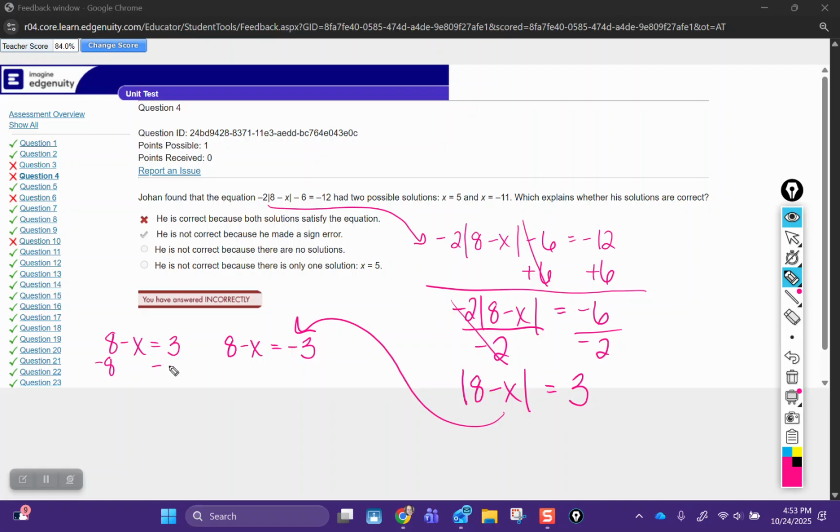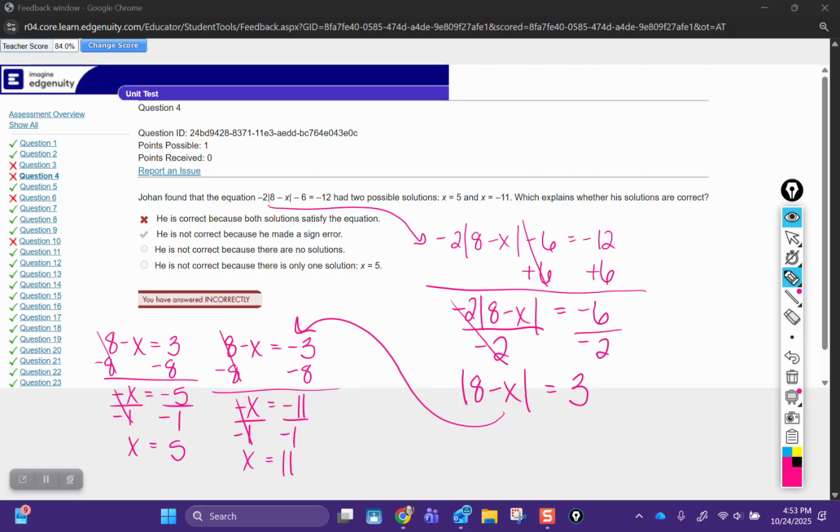I'm going to subtract 8 from both sides. We get -x equals -5. Divide both sides by -1, and we get x equals 5. So that solution checks out. Now when we subtract 8 from both sides, -x equals -11. Dividing both sides by -1, again to get rid of that -1 in front of the x, and we get x equals 11. And he got -11. So that must be where the sign error is. We check both of those, we plug both of those back in, they must both work.